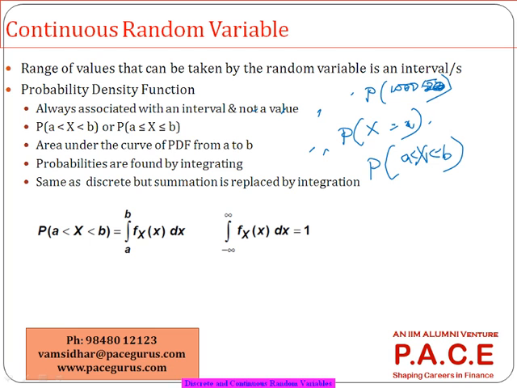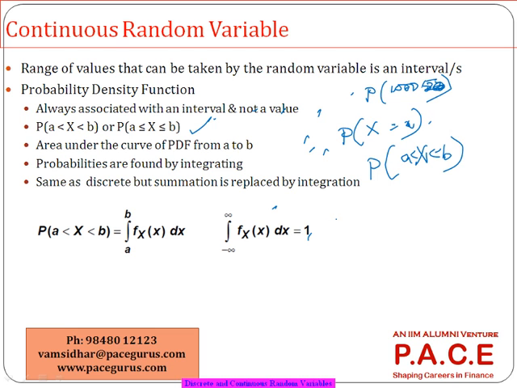Because so many possible outcomes are there, the probability of getting one single outcome is almost always 0. It is a very minute value which can very well be approximated to 0. So that's the reason we will not talk about the probability of a single value in a continuous distribution. We will only talk about the probability associated with a range or interval of values. So whenever we talk about a probability function, we will not talk about a single value.